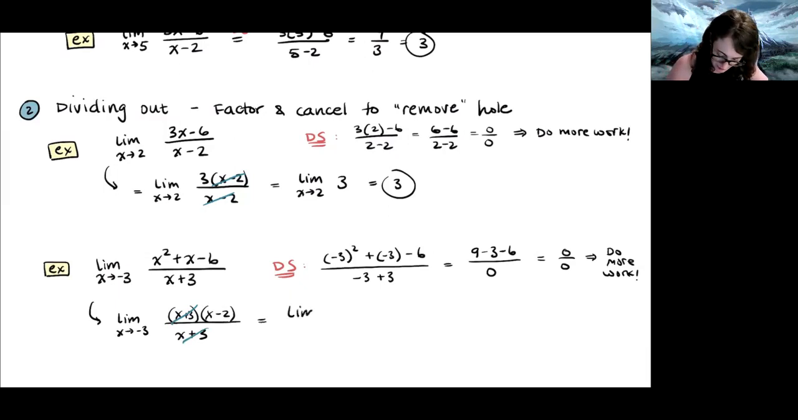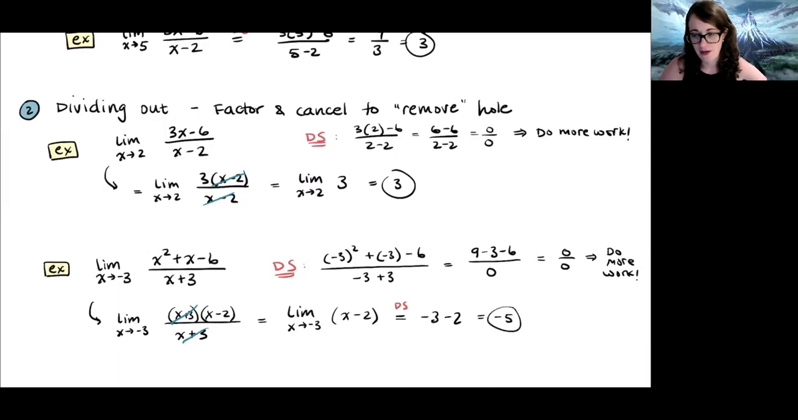Make sure that you keep writing limit until we actually find it. Now here is where we can actually substitute in. We'll do direct substitution into this new function here that's the same as the original, except at x equals negative 3. We don't have to write limit anymore because here we're actually finding it. We'll plug in negative 3 and we get negative 5. And so there's the limit.